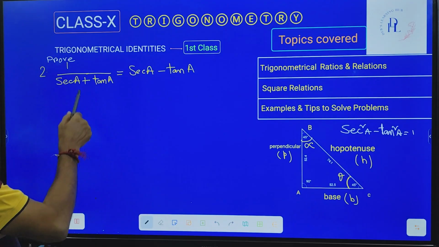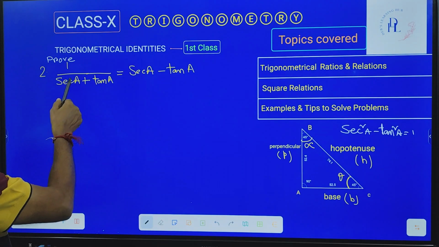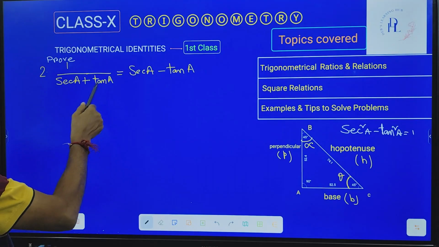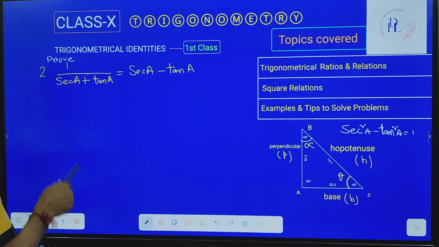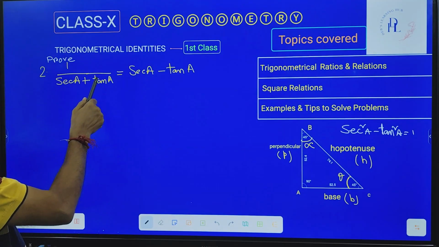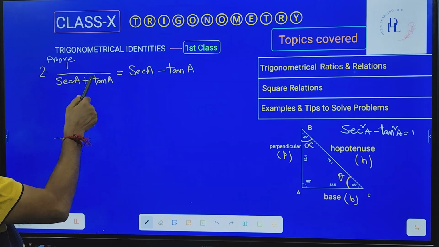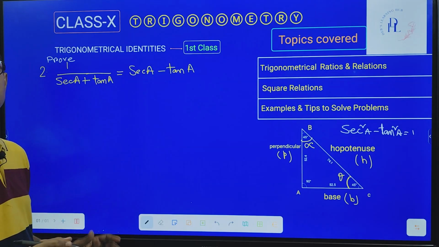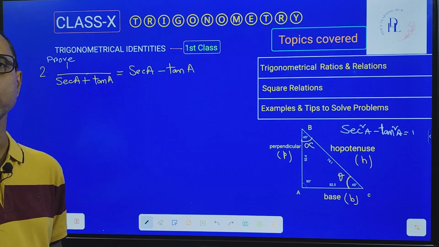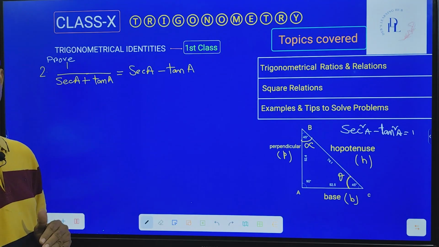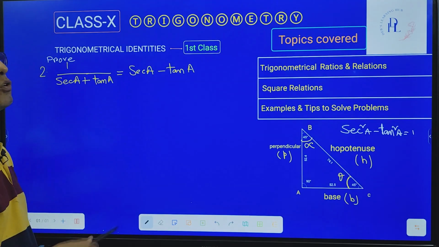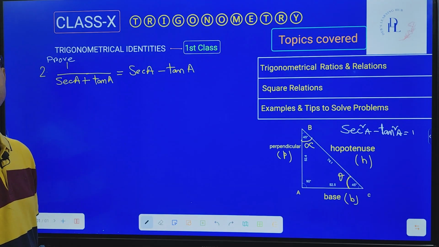So what you need to do, you start from the left hand side, LHS, 1 by sec A plus tan A. That is equal to, you multiply both the numerator and denominator with sec A minus tan A. In that case, the denominator will be sec A plus tan A into sec A minus tan A. That means A plus B into A minus B, A square minus B square. So sec square minus tan square equals 1. So the denominator will be 1 and the numerator will be sec A minus tan A.